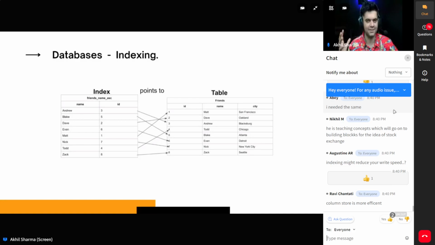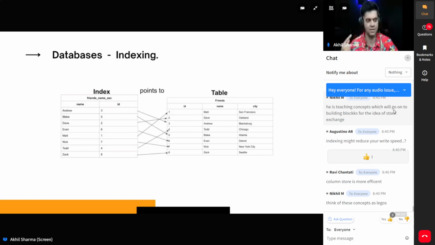Otherwise, you would have to go through the entire database, all the 10,000 records, and that would be very slow. This is why indexing makes searching for data faster. So you've indexed based on the name.